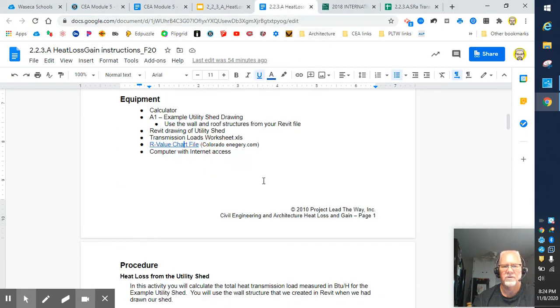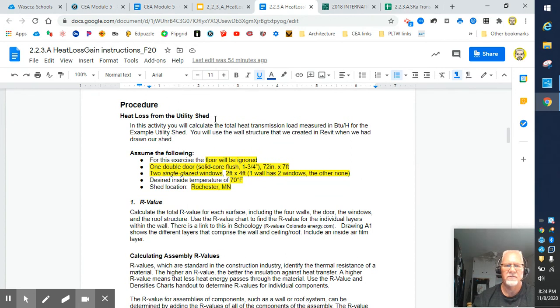Procedure is kind of spelled out, so take your time, read through this. In this activity, you'll calculate the total heat transmission load measured in BTUs per hour for the example utility shed, and you'll use the structure that we created and that we had drawn for our shed. So for this example, let's ignore the floor.